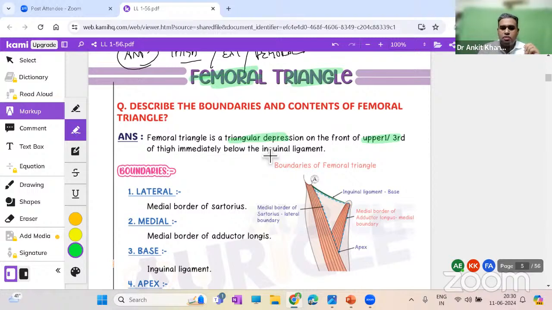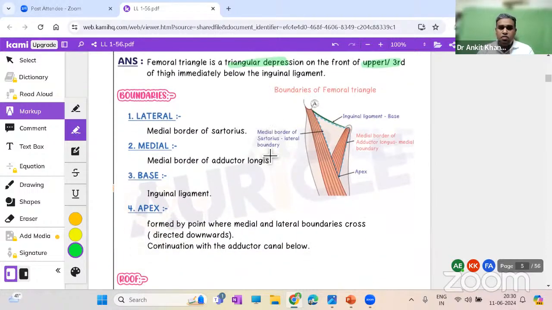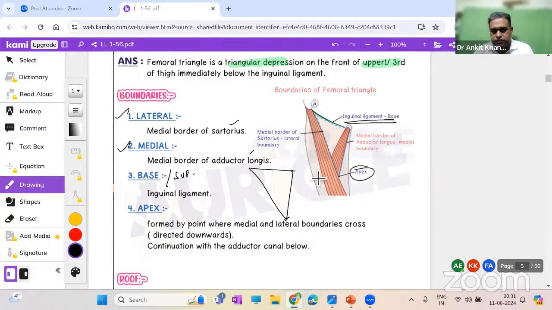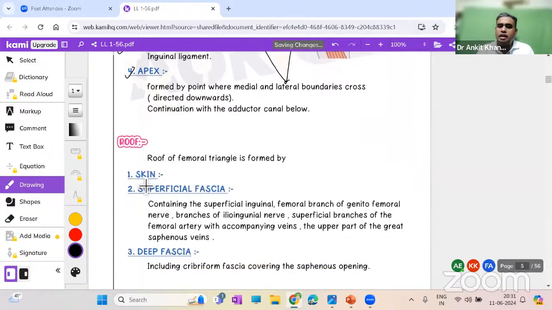Let us see. So boundaries over here, you have to make the diagrams. You can see that it has a few boundaries. It has lateral and medial boundaries. Laterally, you have the sartorius, medially, the adductor longus. The base is present at the superior part, formed by the inguinal ligament over here. And where these sides meet, this lower part is known as the apex. So below, you have the apex over here. By this, you can start the topic of the femoral triangle.